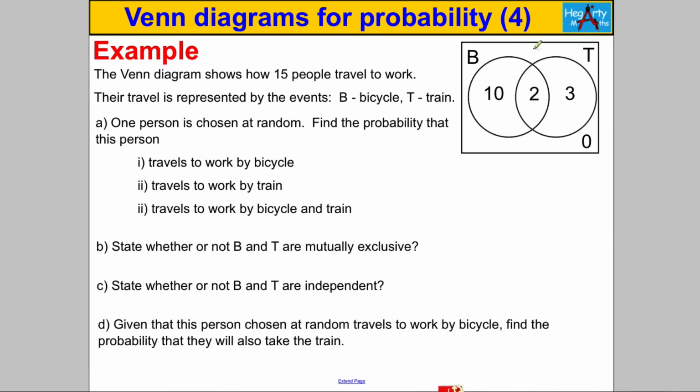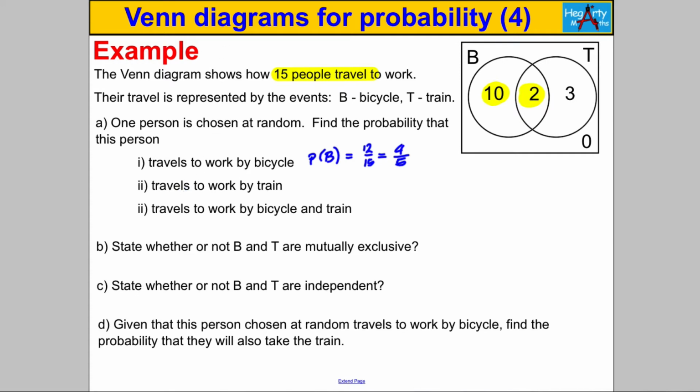Now, bicycle, hopefully you can see there are 10 and 2, which is 12 options for that. Out of 15 in total, we know there are 15 people, so it's 12 out of 15. So the probability of bicycle is equal to 12 out of 15, and that simplifies, dividing top and bottom by 3, to 4 out of 5.